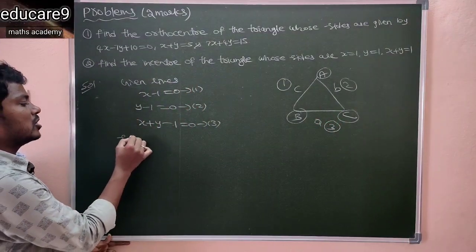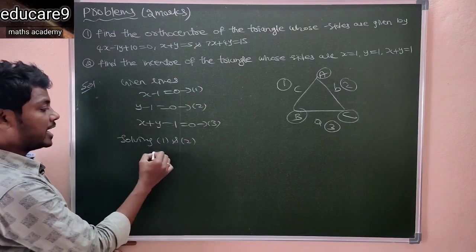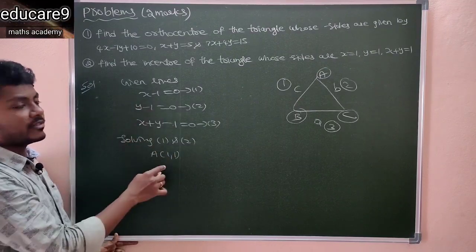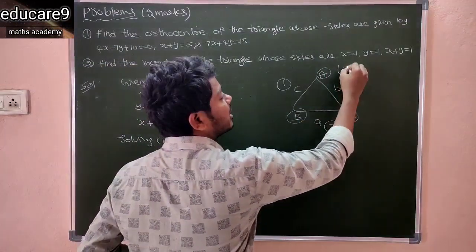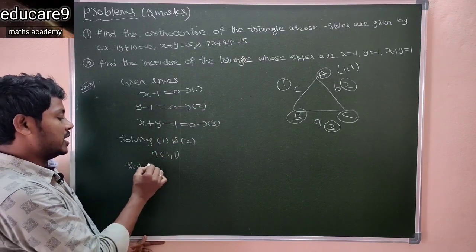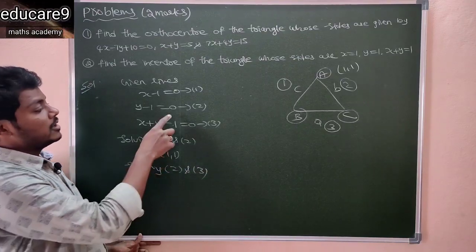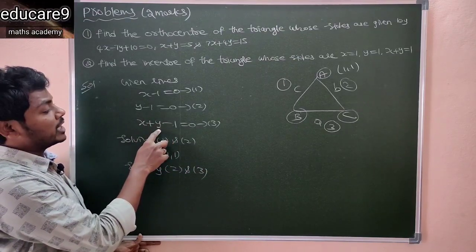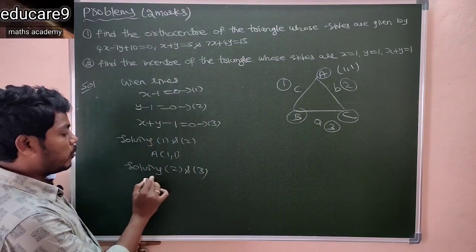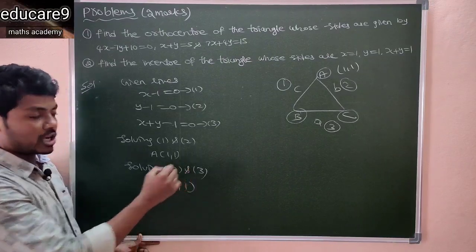So first solving equation 1 and 2. So clearly we will get point A is 1, 1. Okay. So x is 1, y is 1. Now solving equation 2 and 3. So clearly y value is 1. Substitute here, what do you get? x is 0. Therefore point C is what? y is 1, x is 0. So that is 0, 1.